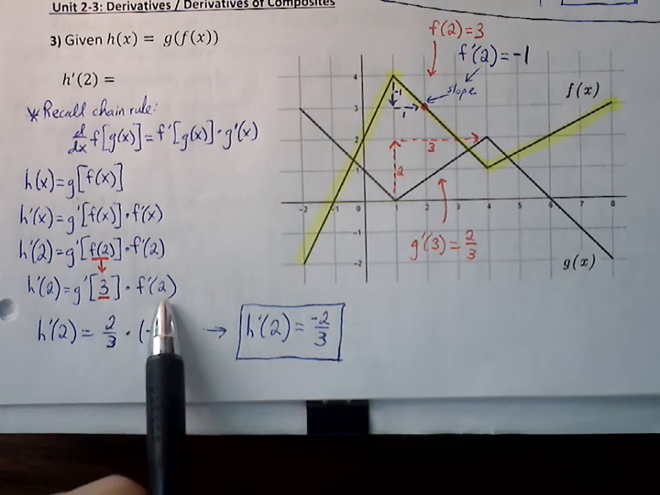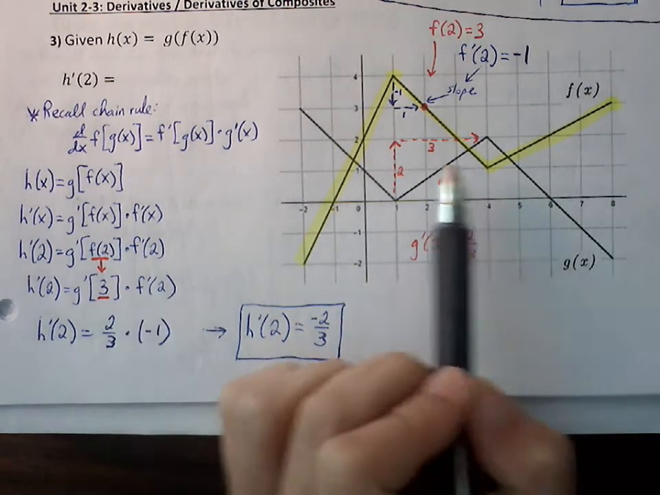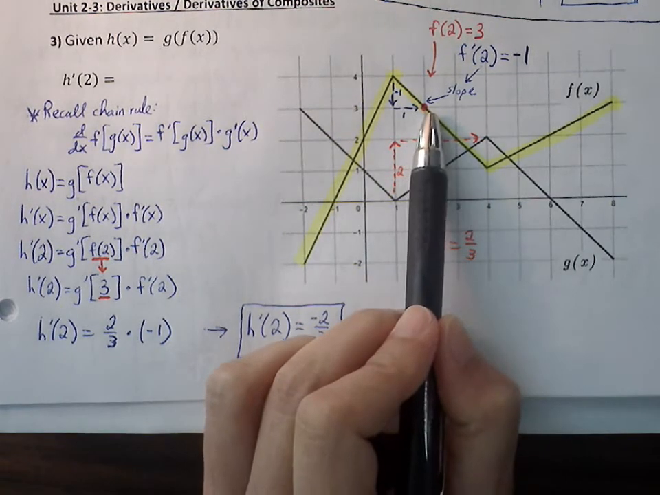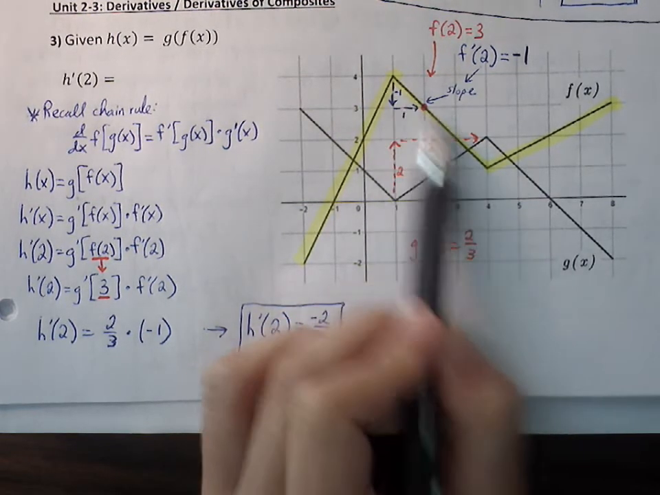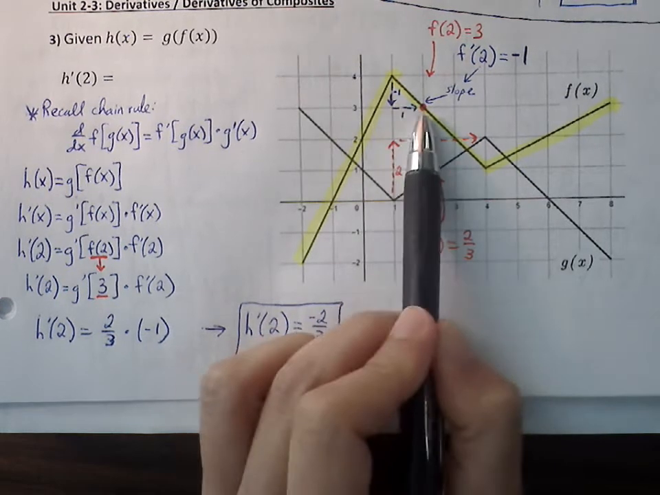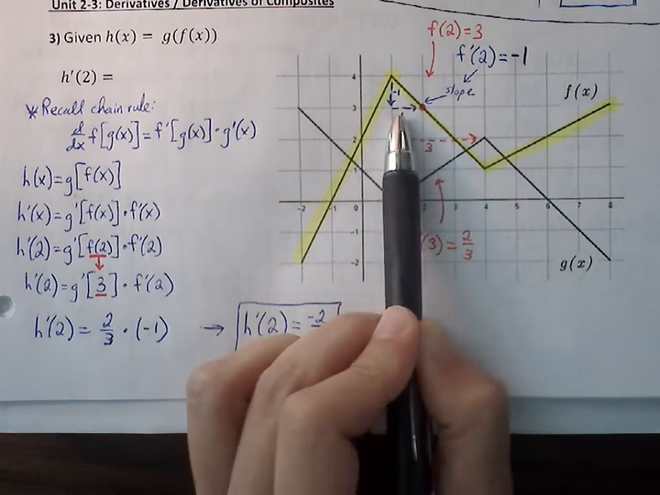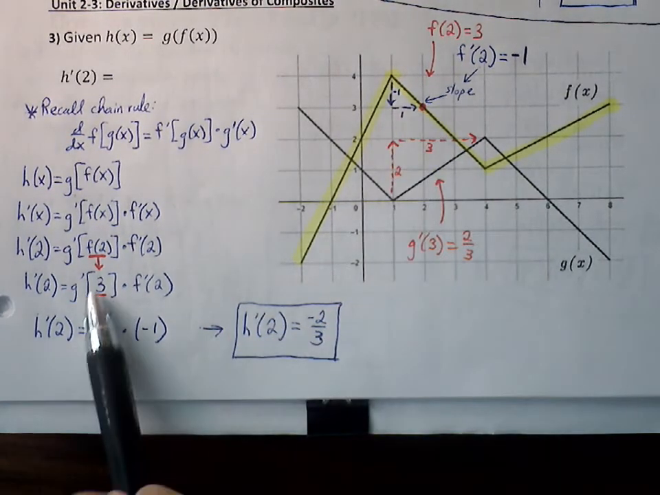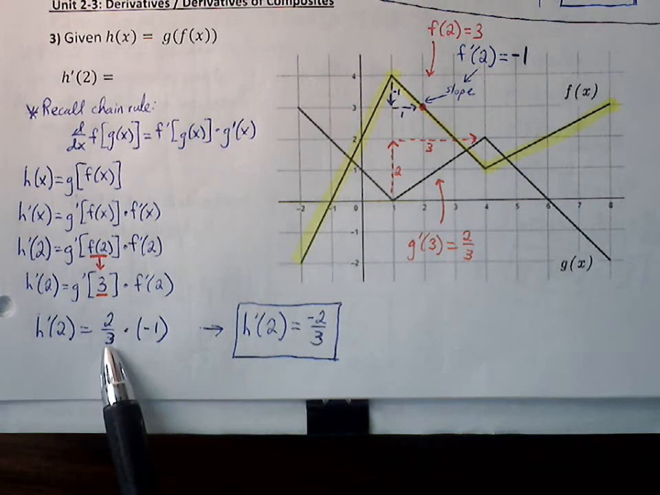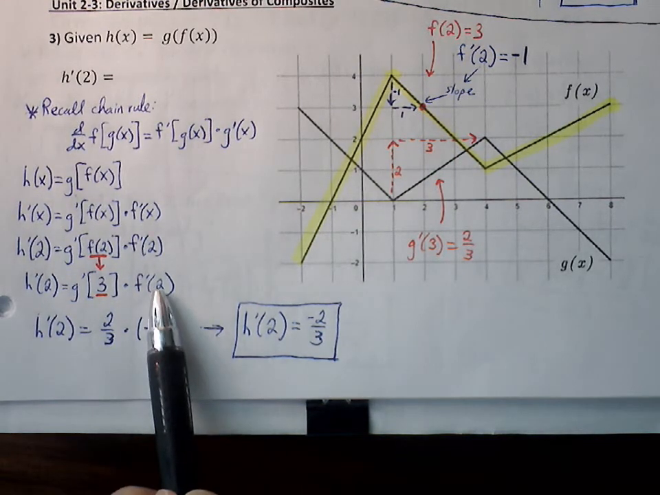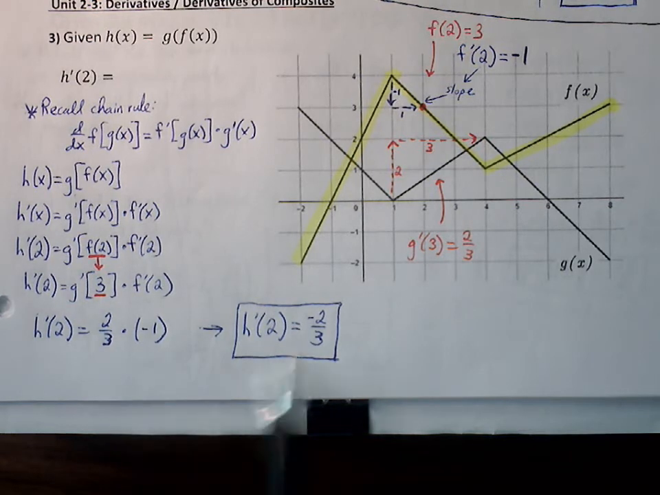And then a separate part that I need is f prime of 2. So at 2 on the f graph, I need to figure out the slope of this line segment. If I pick 2 points that are easy to find here, I go down 1 over 1. My slope is negative 1. So I have 2/3 from g prime of 3, I have negative 1 from f prime of 2. 2/3 times negative 1 is negative 2 over 3.